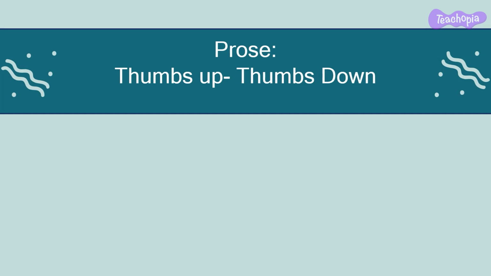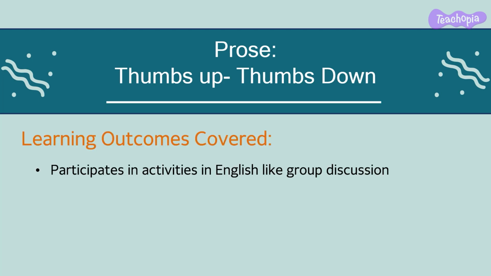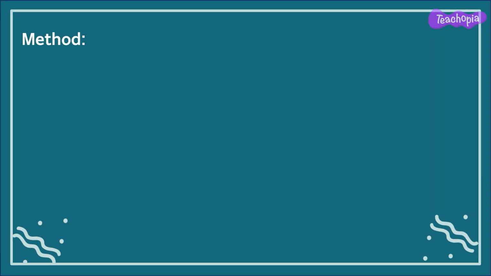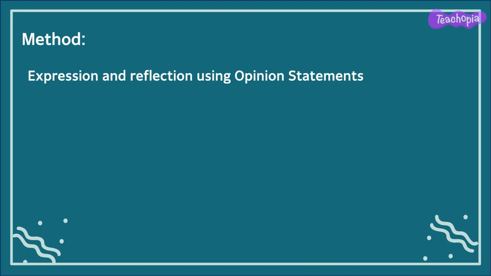To achieve the learning outcomes for prose, we will use an activity called thumbs up, thumbs down. The learning outcomes chosen for prose in this module are participates in activities in English like group discussion, thinks critically, compares and contrasts characters, events, ideas, and themes and relates them to life. The method we would be using for this activity is expression and reflection using opinion statements.